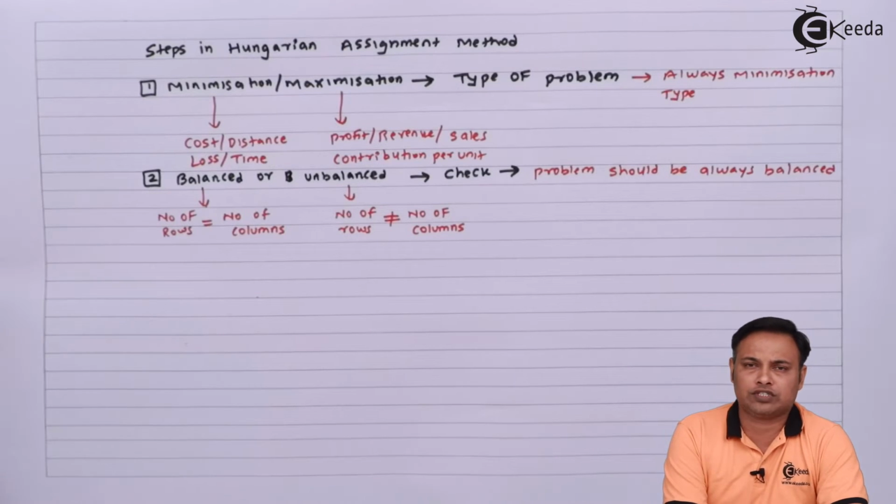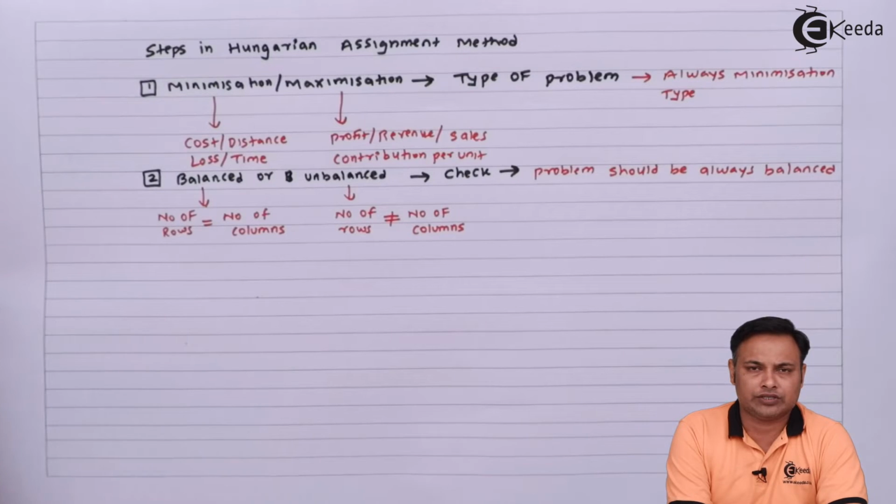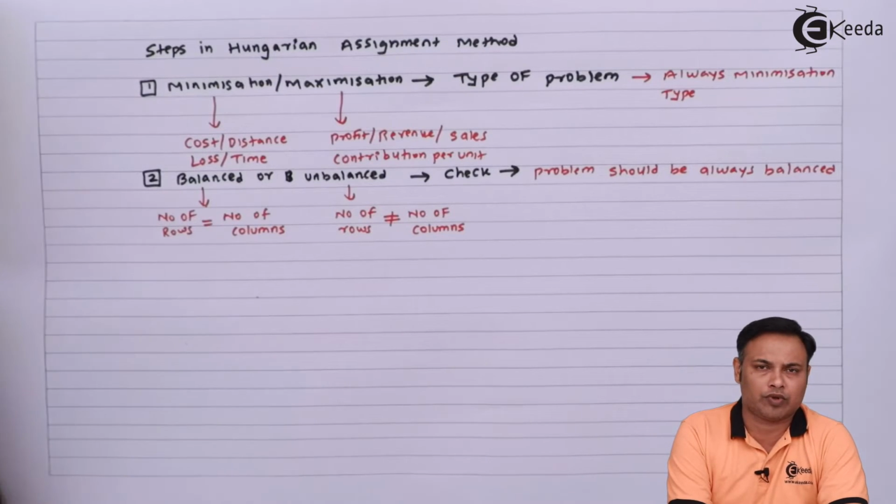So these are the first 2 steps. This is basically the preparation before actually starting to solve a problem. In fact, I haven't yet started solving the assignment problem because at this stage I have only checked 2 conditions. Condition 1, the problem should always be of minimization type, and condition 2, it should be a balanced problem. Once these 2 steps are done, we are now sure that I can start with solving an assignment problem.